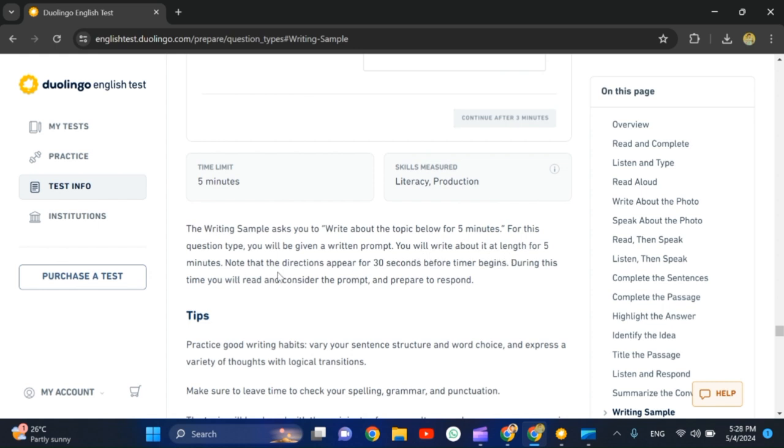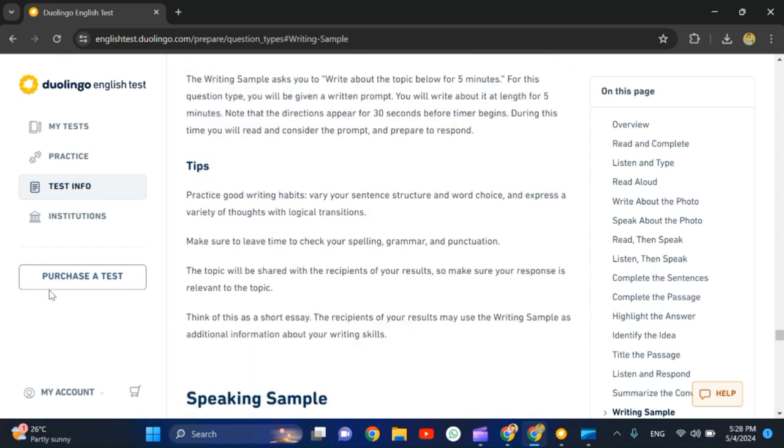Note that the directions appear for 30 seconds before the timer begins. During this time, you will read and consider the prompt and prepare to respond. We can see some tips given by Duolingo: first, practice good writing habits, vary your sentence structure and word choice, and express a variety of thoughts with logical transitions. We're going to cover that later. Make sure to leave time to check your spelling, grammar, and punctuation.